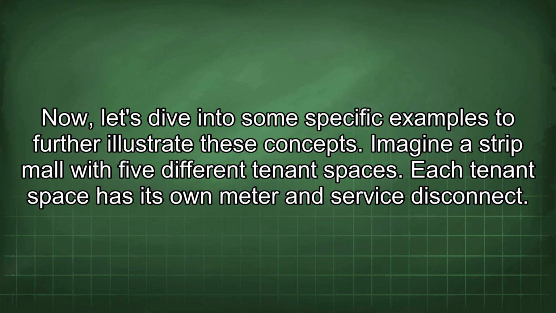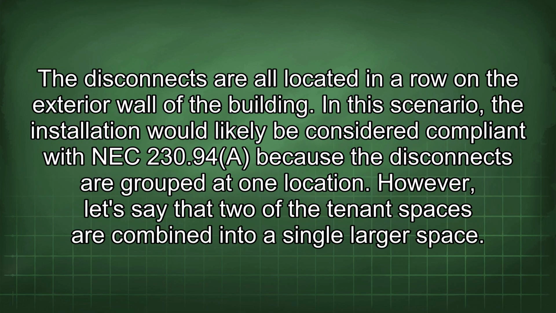Imagine a strip mall with 5 different tenant spaces. Each tenant space has its own meter and service disconnect. The disconnects are all located in a row on the exterior wall of the building. In this scenario, the installation would likely be considered compliant with NEC 230.94 because the disconnects are grouped at one location. However, let's say that 2 of the tenant spaces are combined into a single larger space.